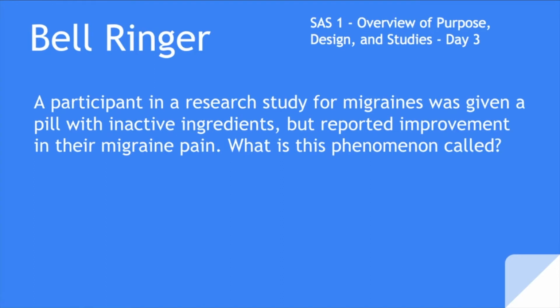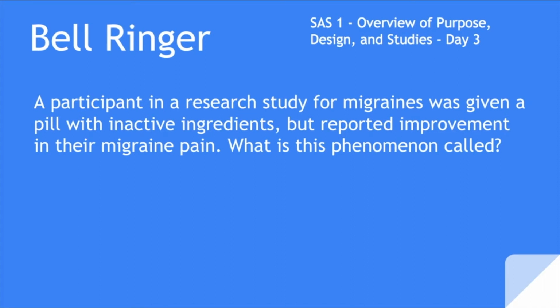So the bell ringer today is, if a participant in a research study for migraines was given a pill with inactive ingredients but reported improvement in their migraine pain, what is this phenomenon called? I don't know if you've ever heard of it. I was told as a kid it was called a sugar pill, but a placebo is a pill or some kind of inactive ingredient medicine that they're given to a patient that believes psychologically they have something going on and they don't. And they just give it to them to make them feel better because of this particular phenomenon.